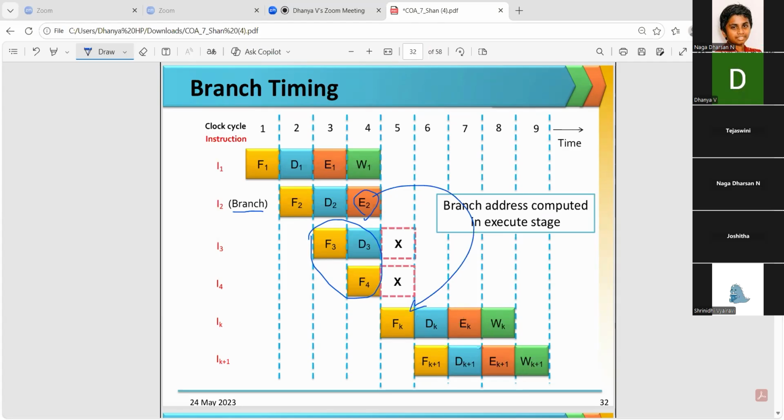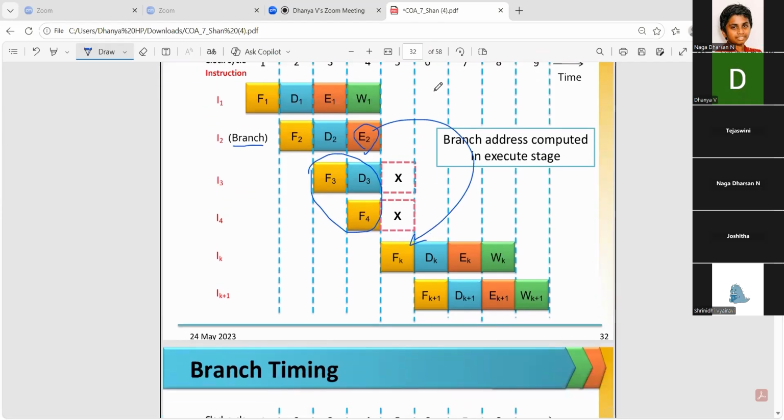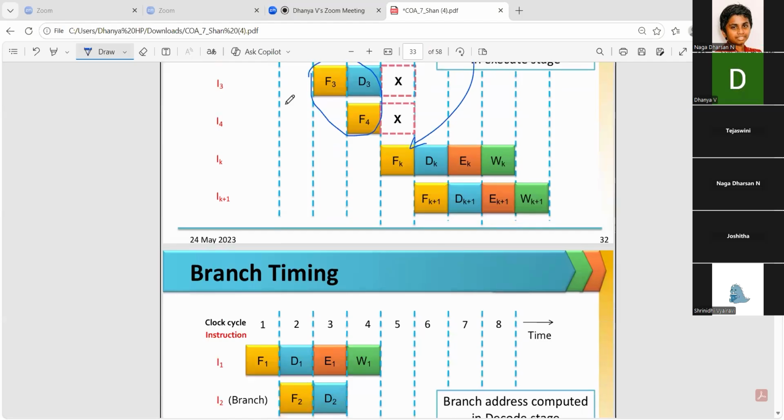So this is what instruction hazard itself is, in terms of branch condition. Is this part clear till now?